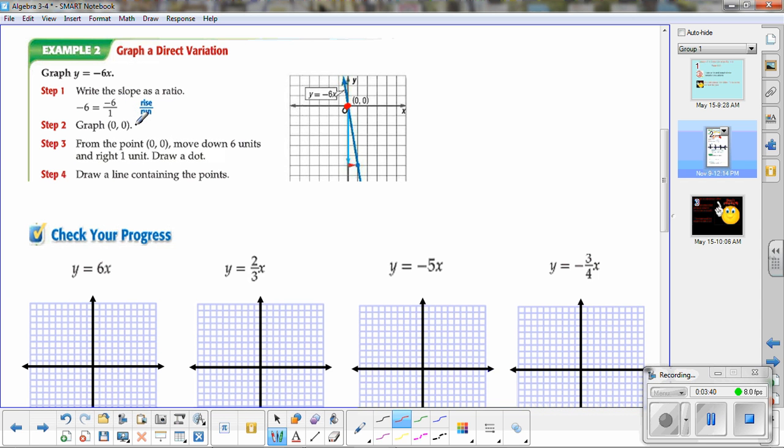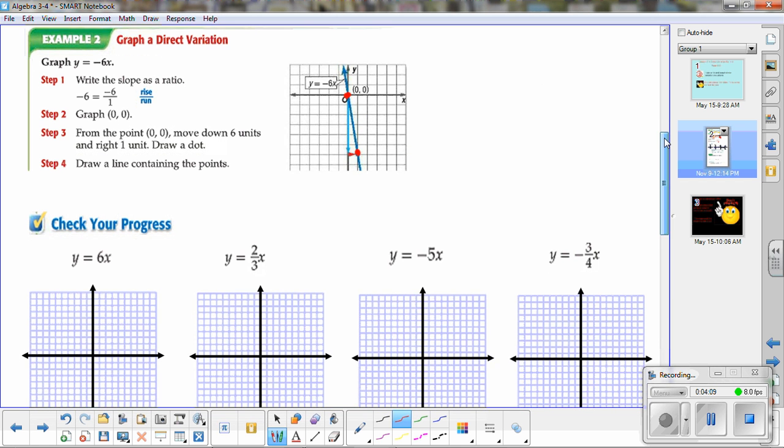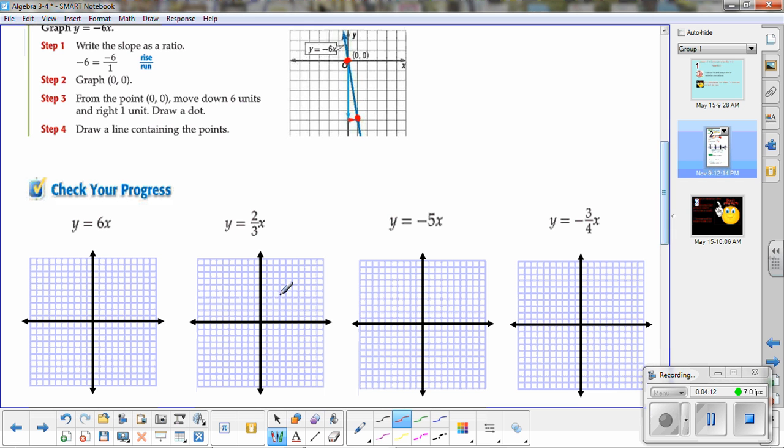So after we graph 0, 0, we're going to go from that point, we're going to fall 6 units, 1, 2, 3, 4, 5, 6, and then we're going to run to the right 1. You only go in a negative direction one time when you're graphing a line that has a negative slope. Then you would connect those 2 points with a straight line. You may want to try these next ones on your own.